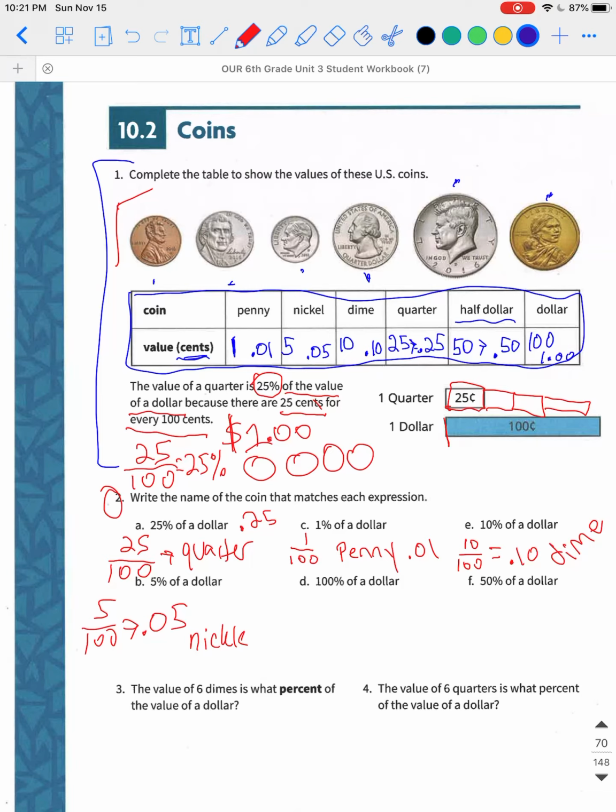100% of a dollar. Well, if you have 100% of something, it means you have all of it. We have 100 over 100, which is equal to $1, which is our dollar. Then 50% of a dollar. That is 50 over 100, also written as 0.50. And that is our half dollar. All right, pause so that you can make sure you are caught up in your notes to where I am at.